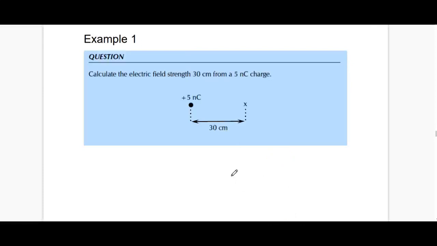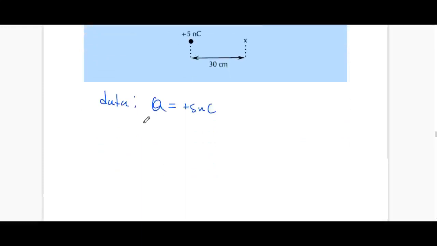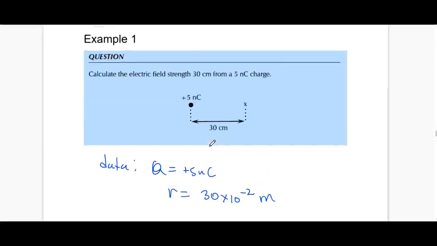Okay, so which formula of electric field are we going to use? First of all, we have to identify our data. We have Q, which is positive 5 nanocoulombs, and the distance R is 30 centimeters. This centi you change to times 10 to the power minus 2, so it has to be in meters. Now it is in meters.